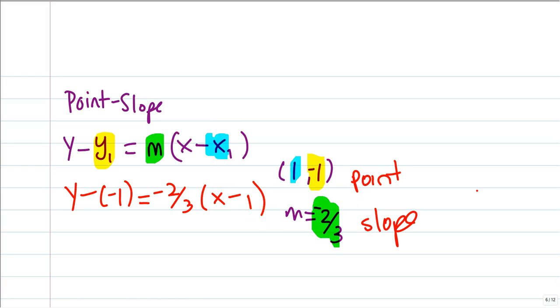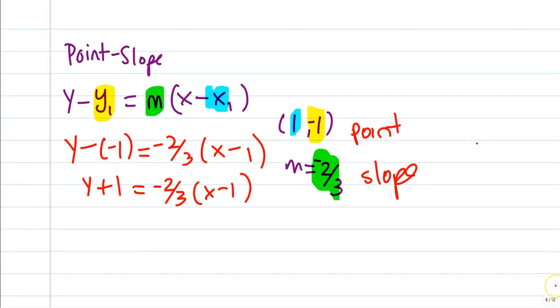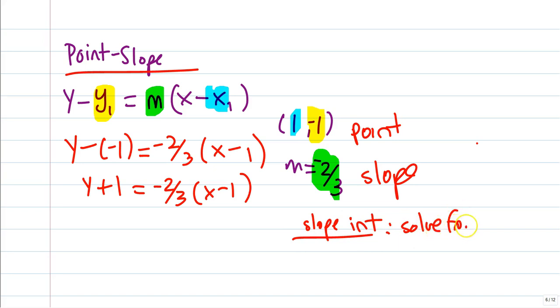Your homework literally starts off with this. They probably want you to write that as y plus 1 equals -2/3 x minus 1. But that's where the homework will start. I'll ask you to put this back into, so right now this is in point-slope form. If I ask you for slope-intercept, then you basically have to take this and solve for y.